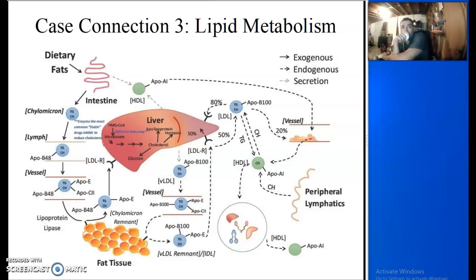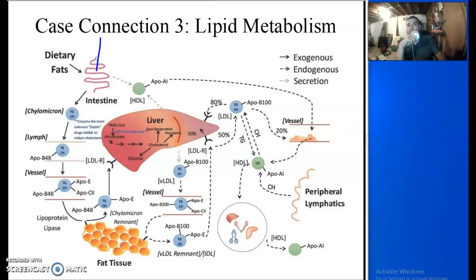It is approximately 21:27 on 14th of September 2020, and we're going to talk about Case Connection 3, dealing with lipid metabolism and some of the disorders of lipid metabolism. Just a quick exogenous, endogenous, and secretory overview.